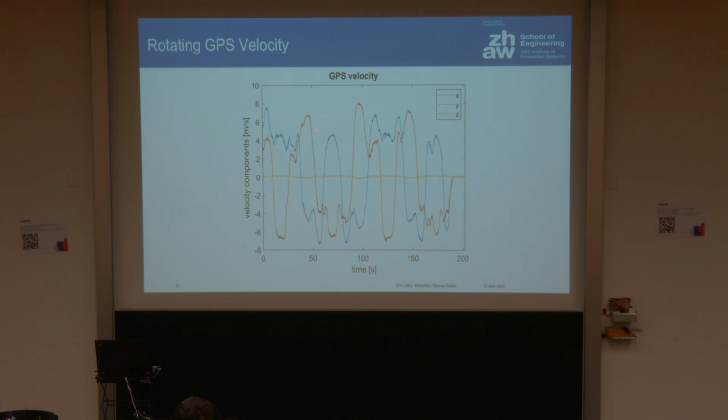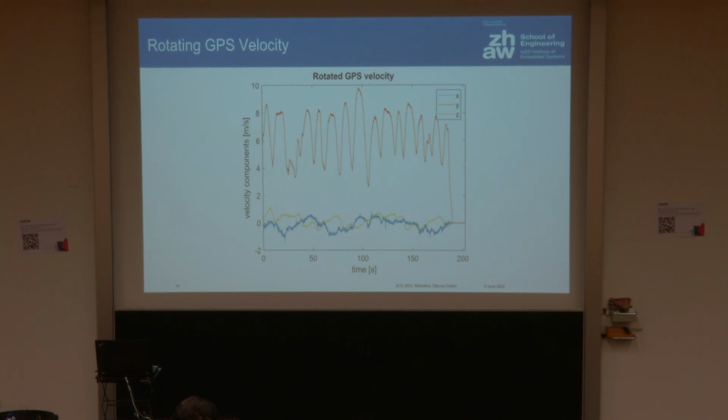So we can't just take only one of these components. Instead, we have to rotate it using the attitude that we previously computed. Once we do this, we actually get a very pretty graph where we see that we only have a component now in the y component.